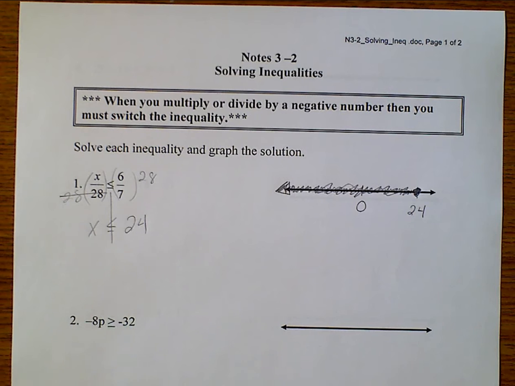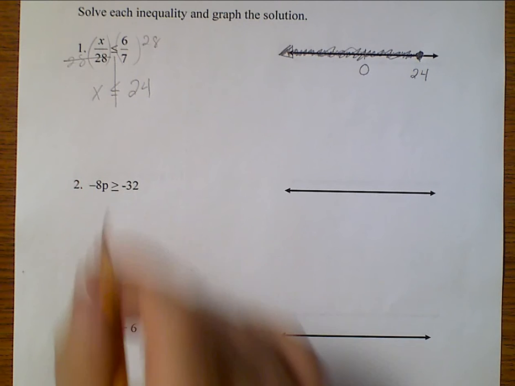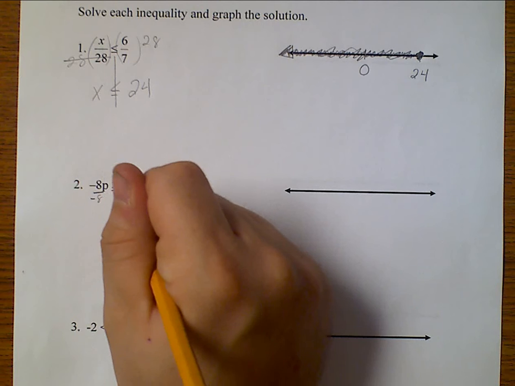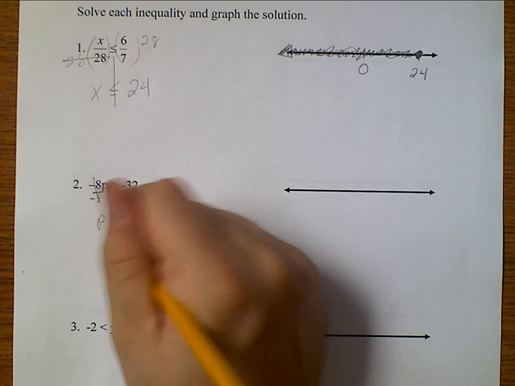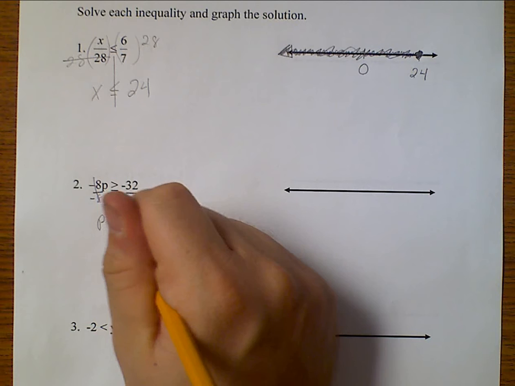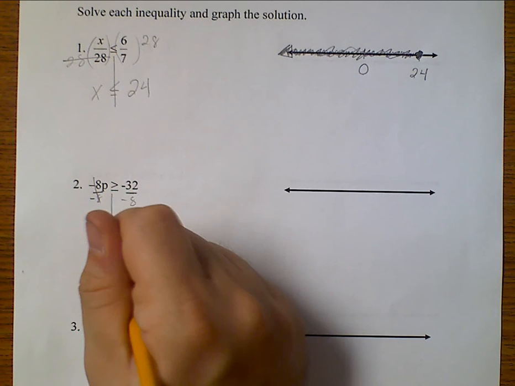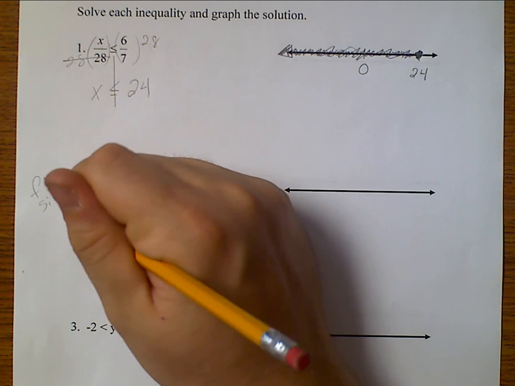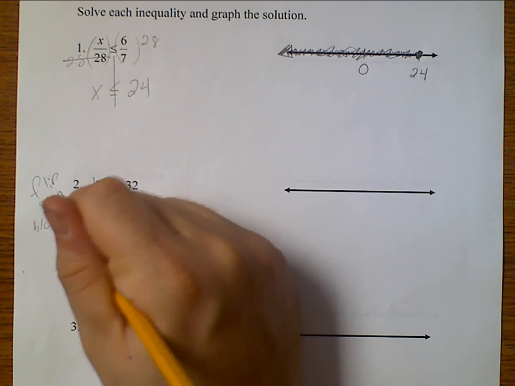Let's go ahead and take a look at number 2. We have negative 8p greater than or equal to negative 32. In order to get p by itself, we need to divide both sides by negative 8. Well, those cancel, leaving me with p, and then negative 32 divided by negative 8 is 4. And because this was negative, I have to flip the sign. That's because of the negative 8.